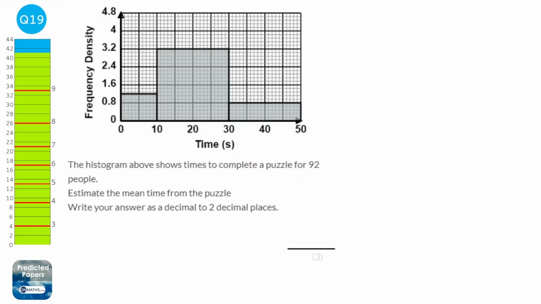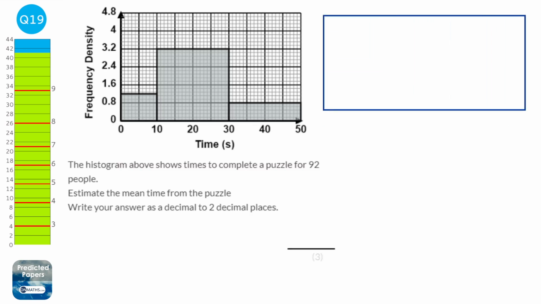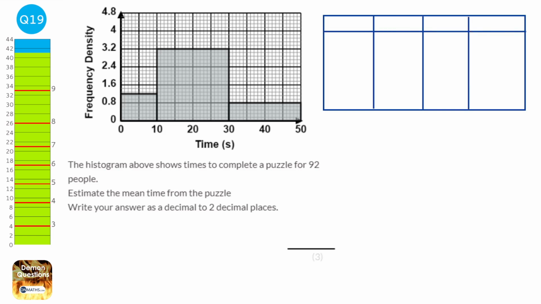We're going to start by creating a table of frequencies from this histogram. And so we are going to need our times first of all, then our frequencies, and then we can add a midpoint and an fx column as well, which we'll need for later. So our times, then our frequencies, then our midpoints, then we'll do the fx later on. Right, so the first group is 0 to 10.